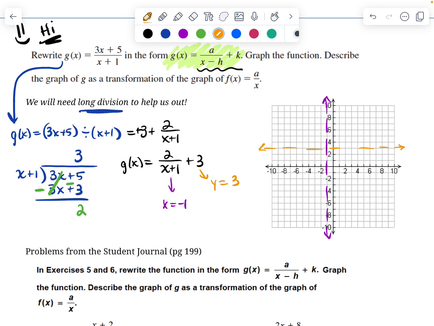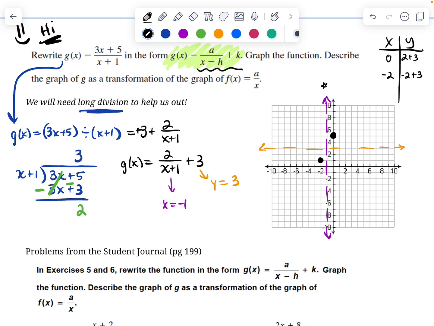All right, what we're not entirely sure about is where some other points would go. So I'm going to make a little table. Like I said, when in doubt, make a table. I'm going to pick a point on either side of my vertical asymptote. So I'm going to pick 0 because 2 over 0 plus 1 is going to be 2, plus 3. That's going to be 5. Okay, that's nice. And then I'm going to pick negative 2. So that's going to give me 2 divided by negative 1, so it's going to give me negative 2 plus 3. So that's going to be 1.